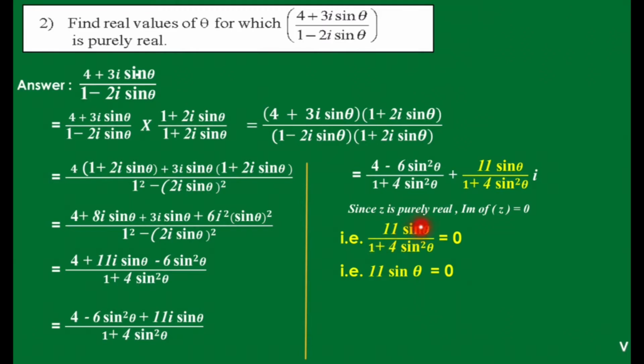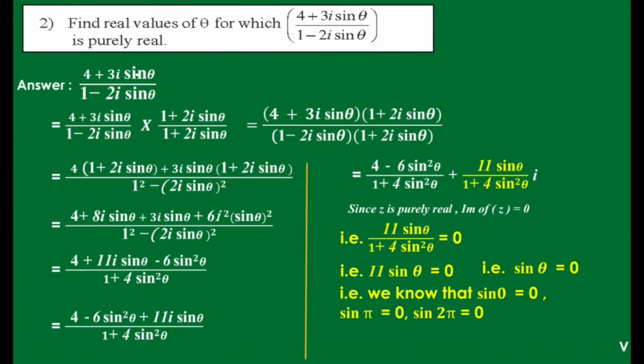From this we know that when the numerator is 0, 0 upon any number is 0. So here we can write 11 sin theta equals 0. Or you can transfer this 1 plus 4 sin square theta to the right hand side, and after multiplying with 0 we get 0. We know that 11 is not 0, that means sin theta must be equal to 0. And we know sin 0 is 0, sin pi is 0, that means sin 180 is 0. Then after completing one round, sin 360 is 0. So from this we write one general formula, theta equals n pi, n belongs to Z.